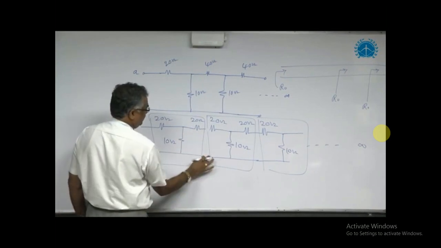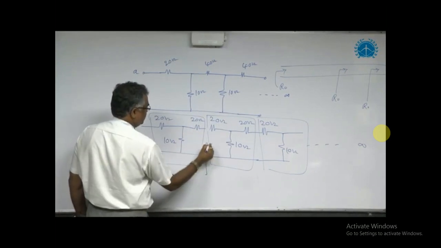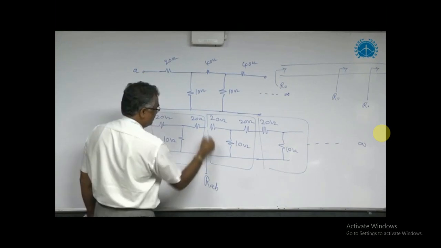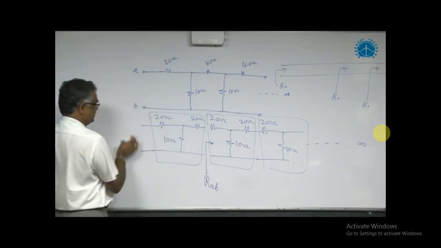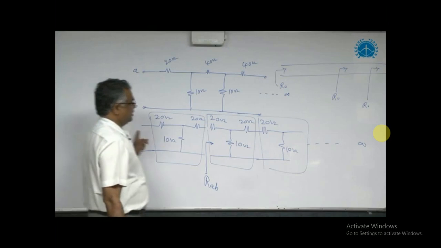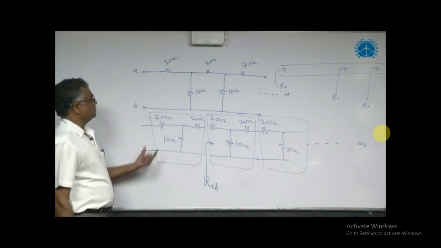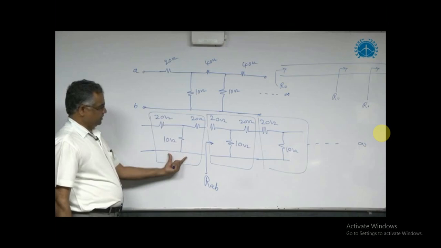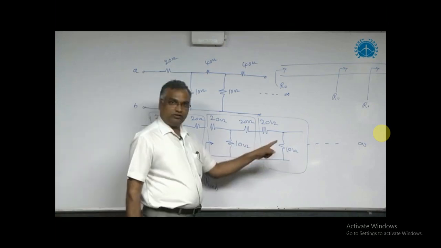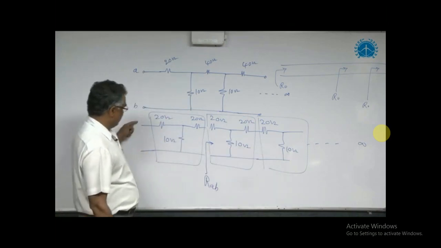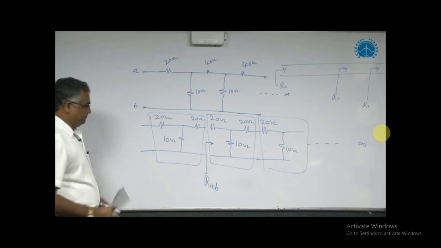Now break up here. Then if you measure, this resistance is also RAB. Why is this resistance also RAB, which is same as this? The length of this transmission line is infinite. In the infinite length, once we cut down this small piece, the remaining length is also infinite. Therefore this value is also RAB, this value is also RAB.